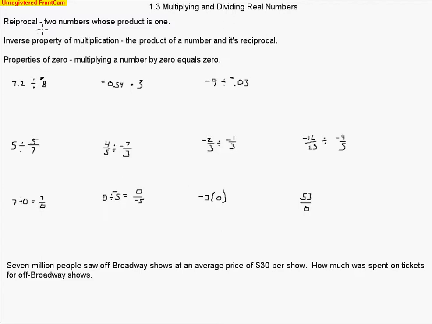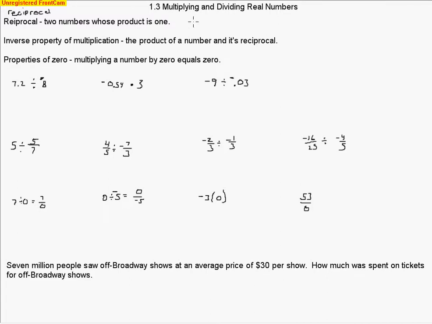Well, here are a few more terms that I want to go over. And one is reciprocal. It's not spelled right there. It's missing a C, so I'll go ahead and respell it for you. R-E-C-I-P-R-O-C-A-L. Reciprocal. And reciprocals are two numbers whose product is 1.